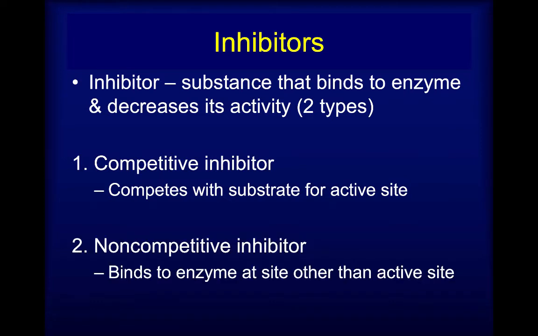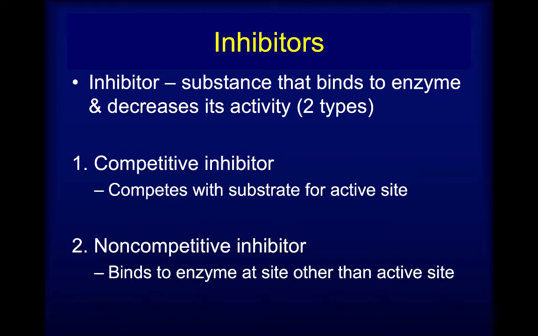The other type of inhibition is called non-competitive, or as I said before, allosteric inhibition, where you have some type of chemical that bonds to some other site on the enzyme that's not the active site. It therefore changes the shape of the enzyme and changes the shape of the active site by default, so that the reaction can't occur anymore.